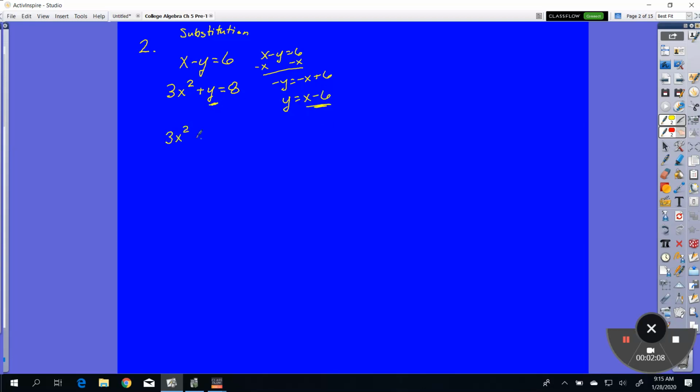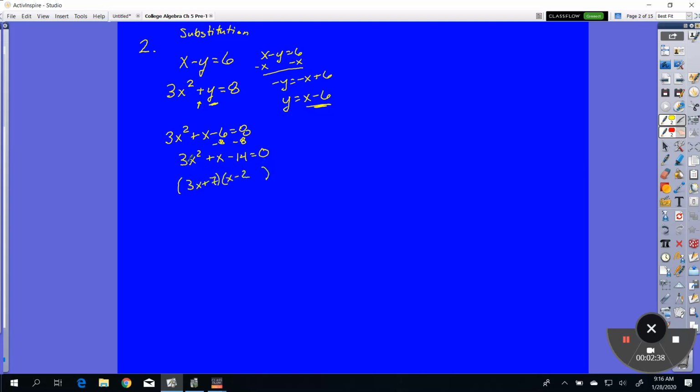So I have 3x squared plus x minus 6 equals 8. Just a side note, if this would have been a minus, make sure you put this in parentheses so you remember to distribute your negative. So I have 3x squared plus x, and I'm going to minus the 8 over here. Minus 14 equals 0.